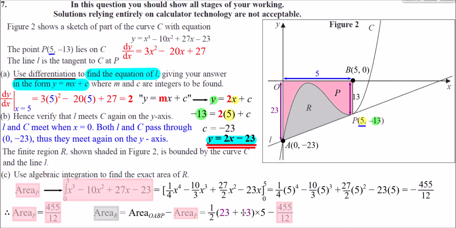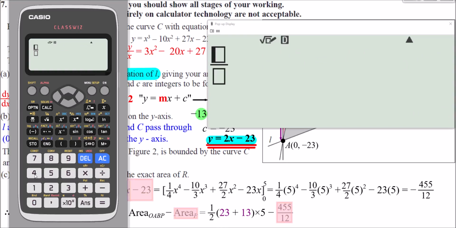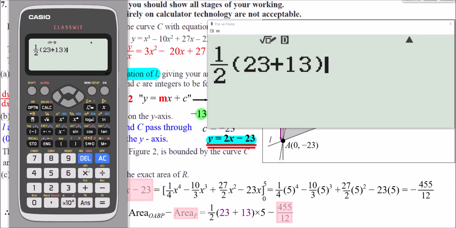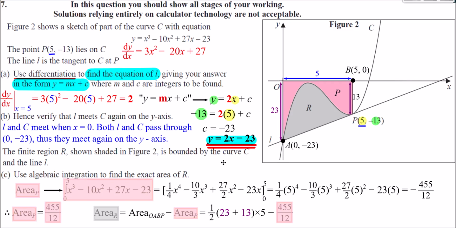And if we were to do this now on a calculator, I'd have 1/2, 23 plus 13, close brackets, multiplied by 5, then minus off the fraction 455 over 12, and I get a value of 625 over 12. So in other words, the exact area as an exact fraction is 625 over 12.